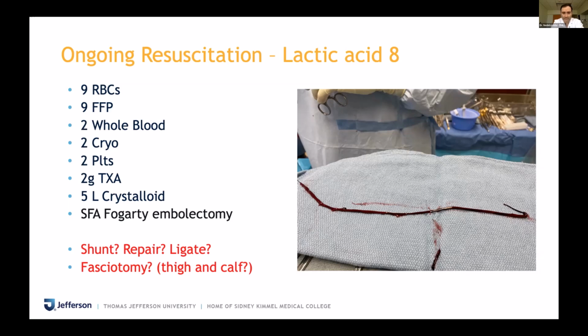Now, moving forward with his care, what I would like to see are the group's thoughts with regards to shunting, repair, when are we going to repair, and what are we going to repair? If you ligate, what would you ligate now in this situation with this sick patient? And with regards to fasciotomy, would you do calf or thigh or both?